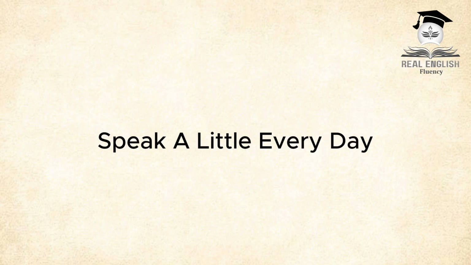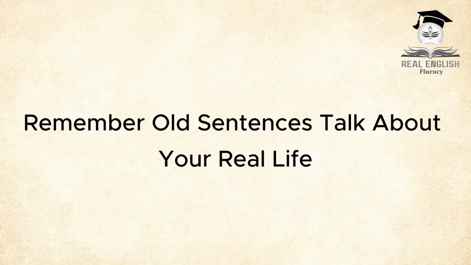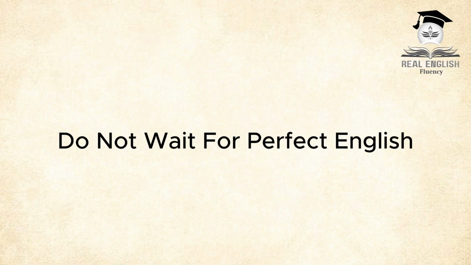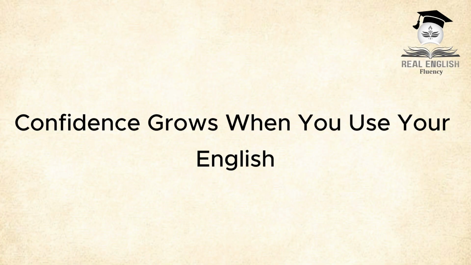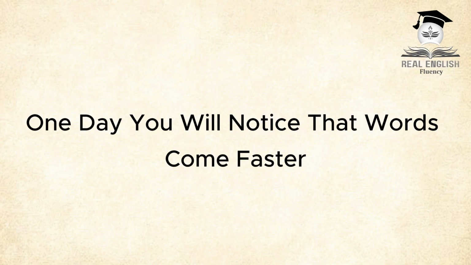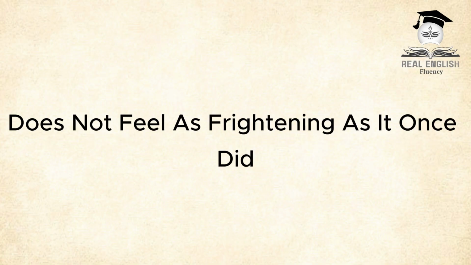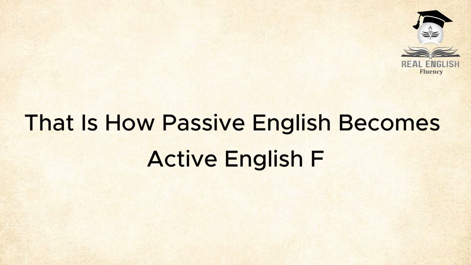Speak a little every day. Use familiar words. Practice useful phrases. Remember old sentences. Talk about your real life. Do not wait for perfect English. Confidence grows when you use your English again and again. One day, you will notice that words come faster. Sentences feel easier, and speaking does not feel as frightening as it once did. That is how passive English becomes active English.